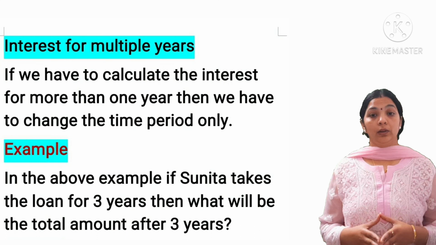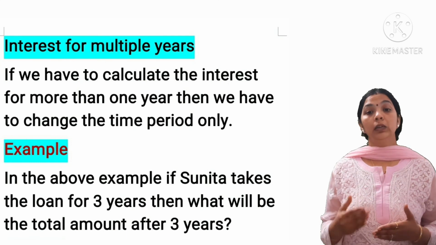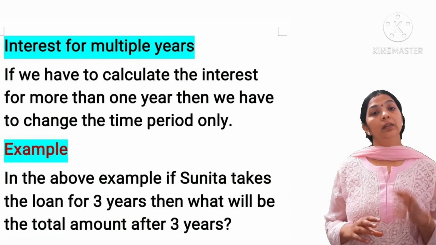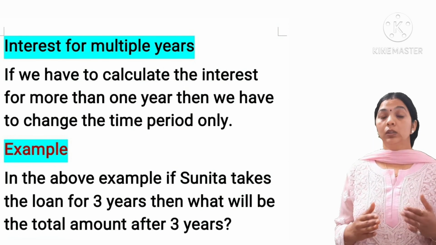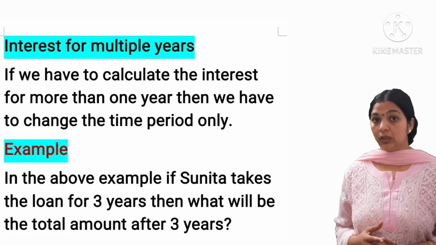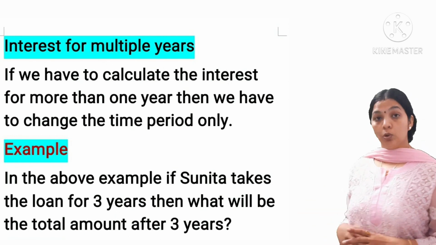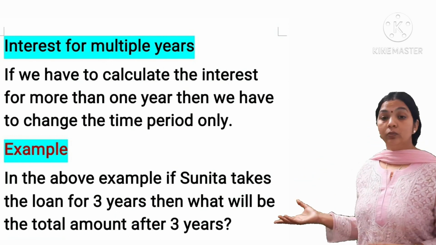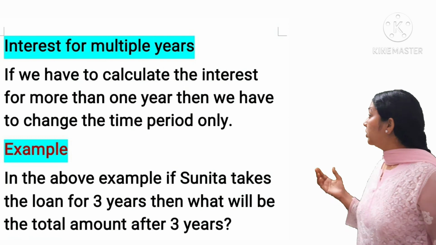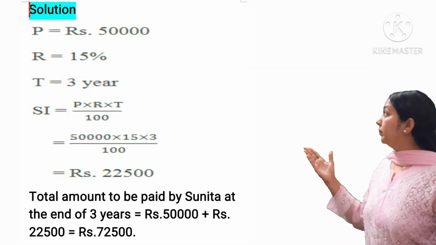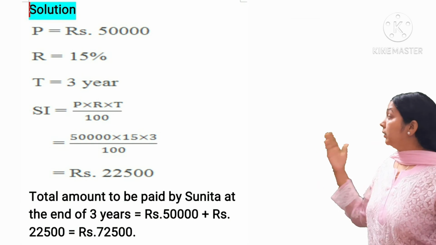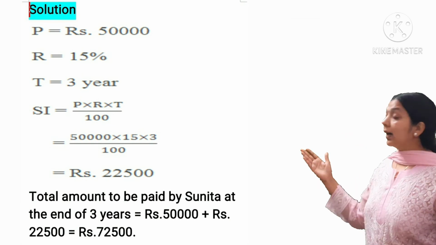Interest for multiple years. If we have to calculate the interest for more than 1 year, then we simply have to change the time period. Okay, in the previous example, we have seen that Sunita took a loan for just 1 year. If the same loan is taken for 3 years, what do we have to do? We have to change only the time period. That is, principal is 50,000, rate of interest is 15%, time is 3.